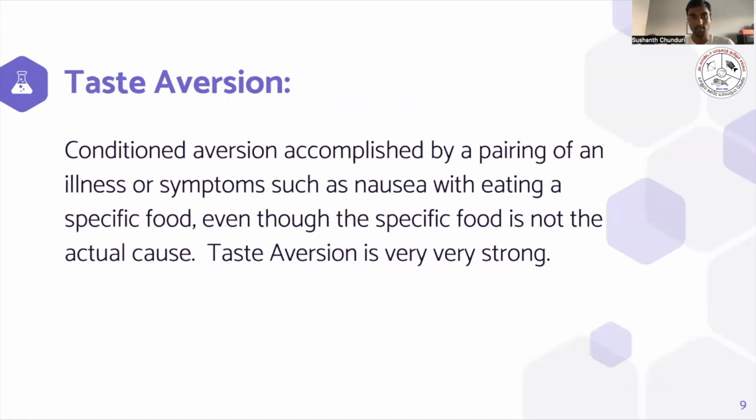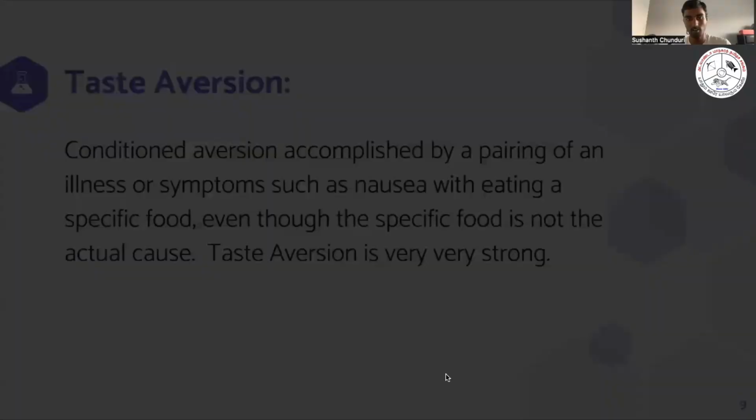Okay, let's talk about taste aversion. This is one of the strongest conditioned responses. Essentially, we humans are very, very averse to taste. So if anything happens while we're eating a certain food, like say we feel nauseous while eating it, we immediately develop an aversion to that taste. And it's very, very powerful. It is one of the most powerful forms of conditioning. So just know that taste aversion is the most powerful form of conditioning.